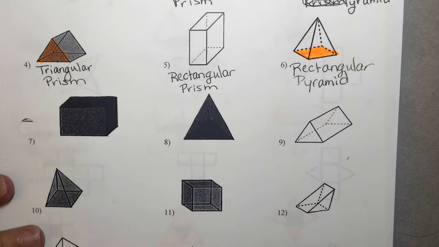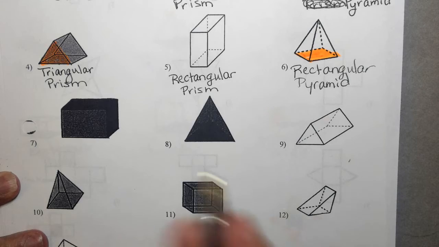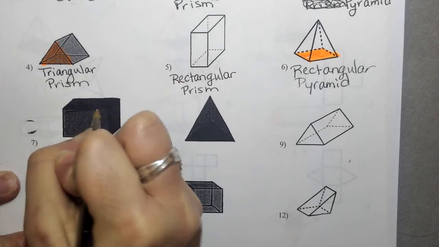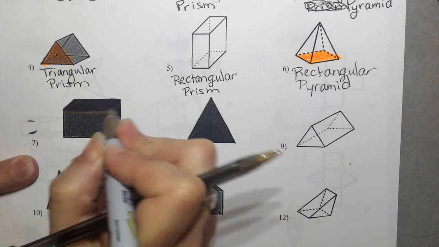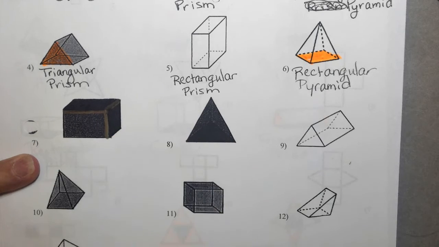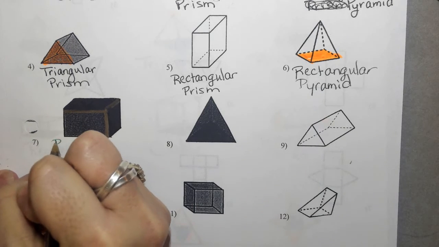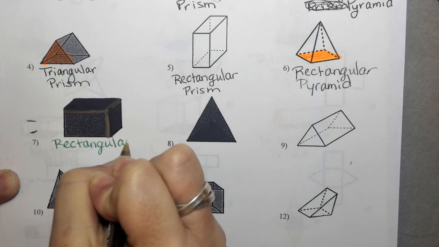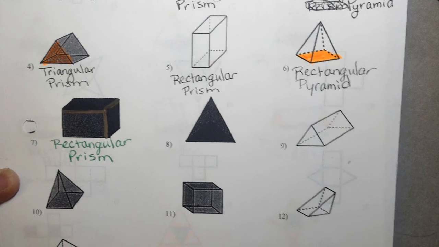Okay. The next one, this is why I'm still doing it with you, because these pictures are not so hot. I'm kind of hoping you can see the lines a little bit. That one is a rectangular prism. Maybe that will help a little bit. Rectangular prism.